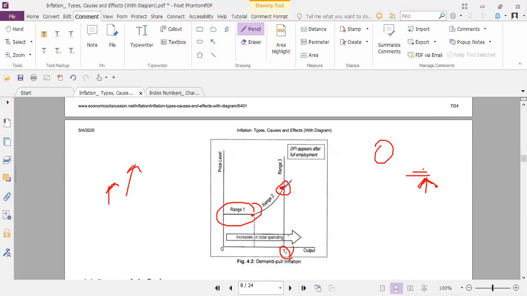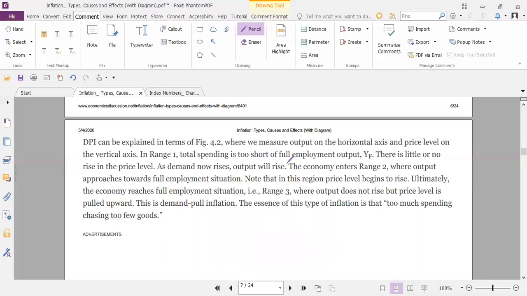See, you can see at this range 3, the output has increased till YF output, but once it reaches YF it has become stagnant. It doesn't go further, output is not going. But then in this situation, if demand increases, output does not increase, but at the same time if demand increases, the price level also increases. Where output does not rise but price level is pulled upward, this is demand pull situation. The essence of this type of inflation is that too much spending chasing too few goods.